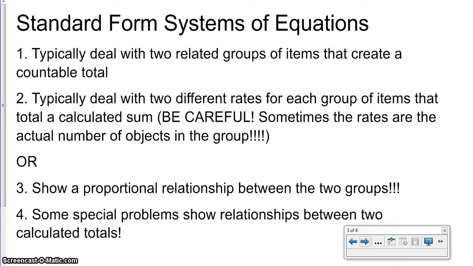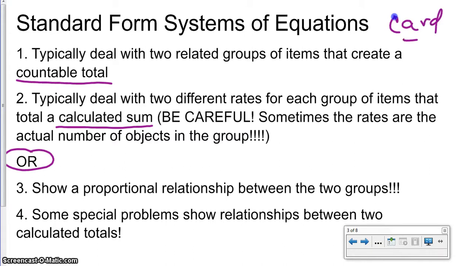So go ahead and pause the tape for just a minute and read this and make a card for standard form systems of equations. Hope that you finish this up. This is important. Countable total, calculated sum. But be careful. Sometimes the rates are actually the number of objects in the group, and we'll go over that some more tomorrow. Or it might show a proportional relationship between the two groups. Some special problems show relationships between two calculated totals. So please make sure you have a card for this so we can definitely go over this tomorrow.